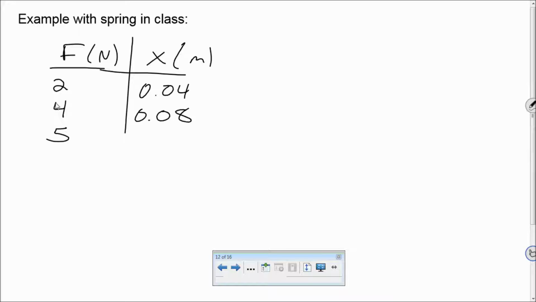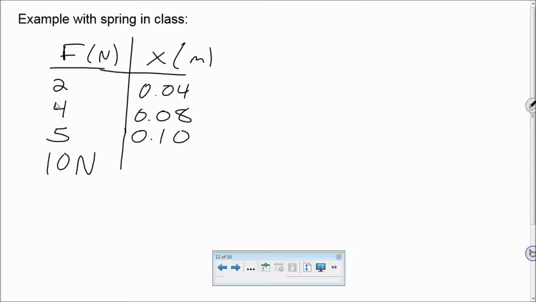Yeah, I think 0.1, right? It looks like every 1 newton stretches 0.02, right? So let's try it. So here's 500 grams, which is about the same as 5 newtons. And it stretches it to the 10 centimeter mark. Cool. So 0.10. And therefore, what if I put 10 newtons on it?